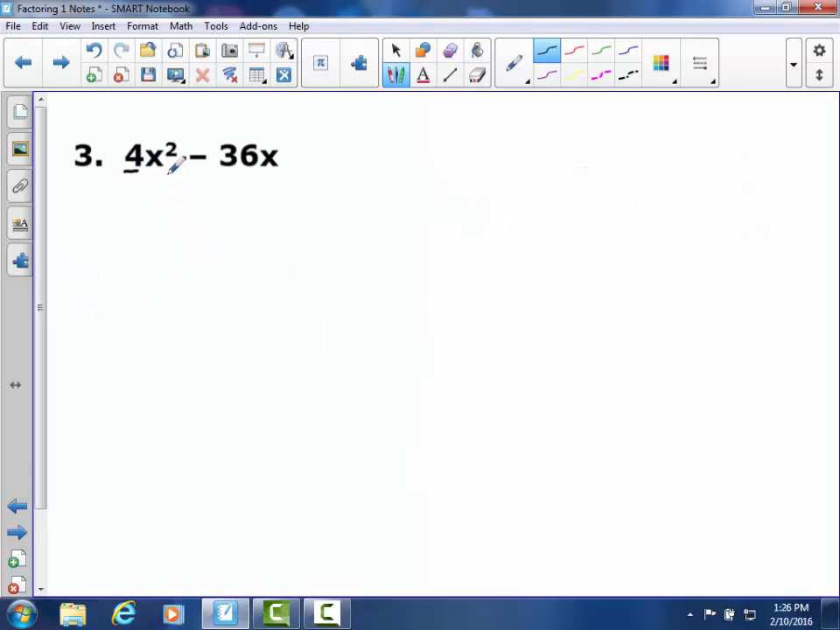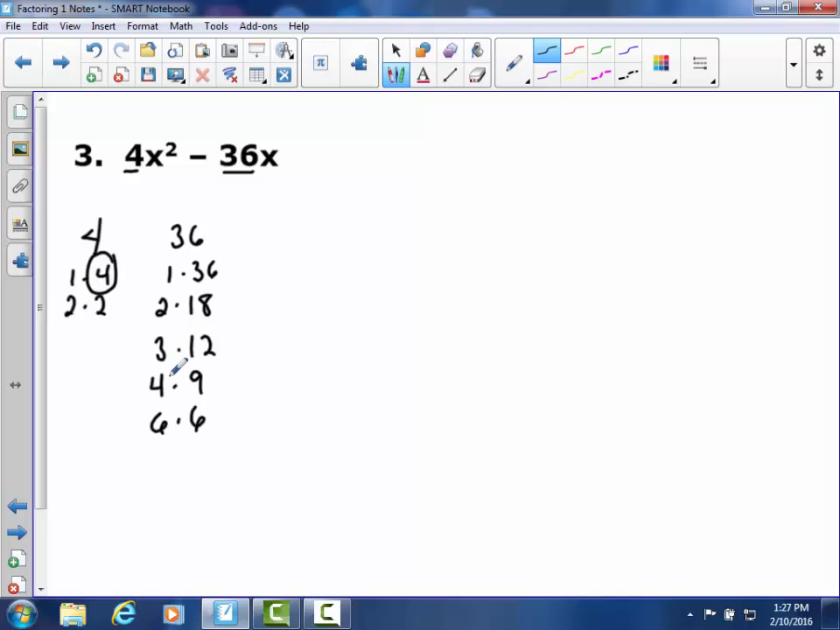Okay, so 4 and 36 are the coefficients. So we have 1 times 4 and 2 times 2. For 36, we have 1 times 36, 2 times 18, 3 times 12, 4 times 9, 5 doesn't go, 6 times 6, 7 doesn't go, 8 doesn't go, 9, but we've already got 9. So those are our factors of 36, our factors of 4, and I see that the largest factor is going to be 4.